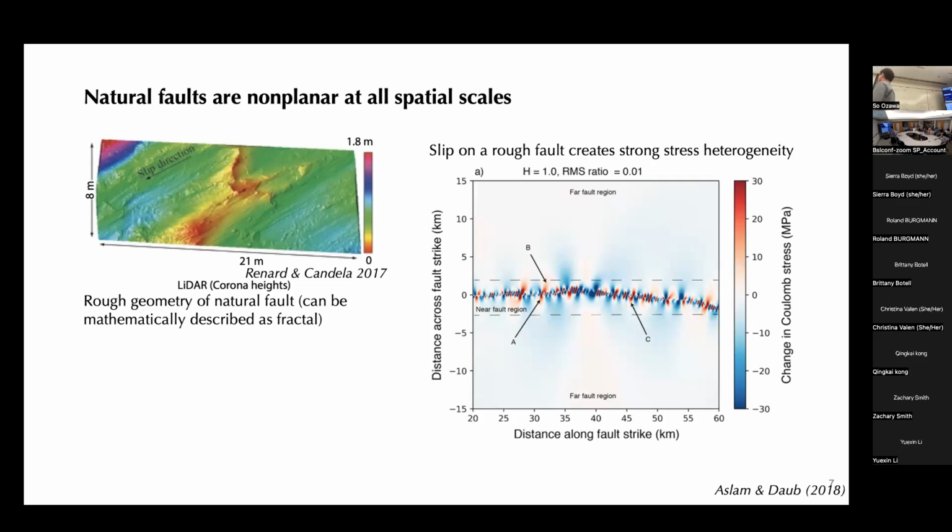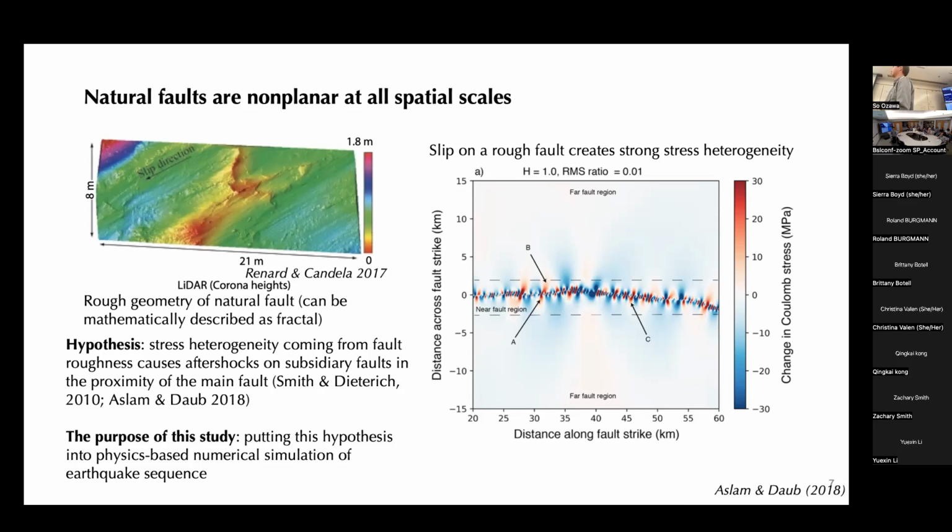Which means in the proximity of the rough fault, there are many places having positive Coulomb stress changes instead of negative because of this heterogeneity or perturbation due to the rough fault effect. So this explains it. From this consideration, we can hypothesize that stress heterogeneity coming from fault roughness causes aftershocks on subsidiary faults in the damage zone of the main fault.